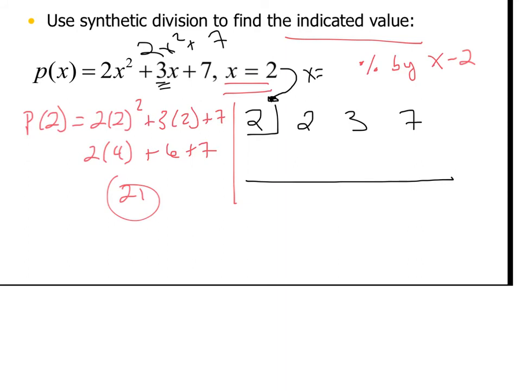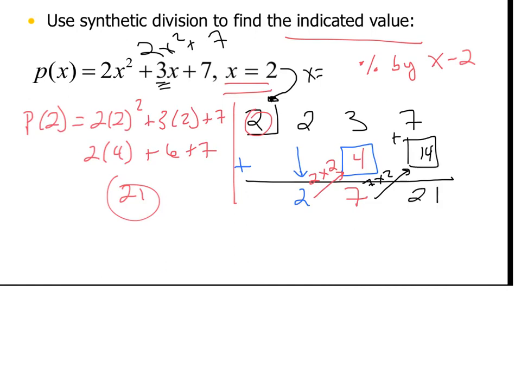Your first step is I'm going to drop the first term. Okay? And these are going to be added. Then to get this term right here, I am going to take this 2 times this 2, and that's going to equal 4. I add these together, I get 7. Now I'm going to take this 7 and multiply it with the 2 in the box. And that gives me 14 right here. I'm going to add these together and I get 21.